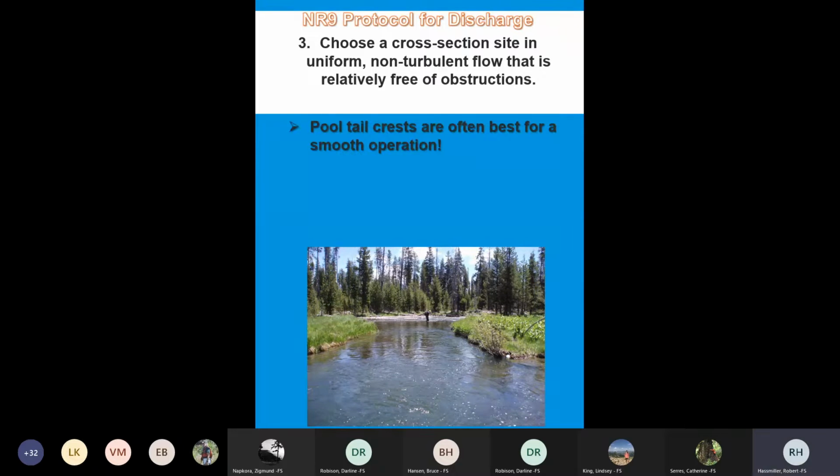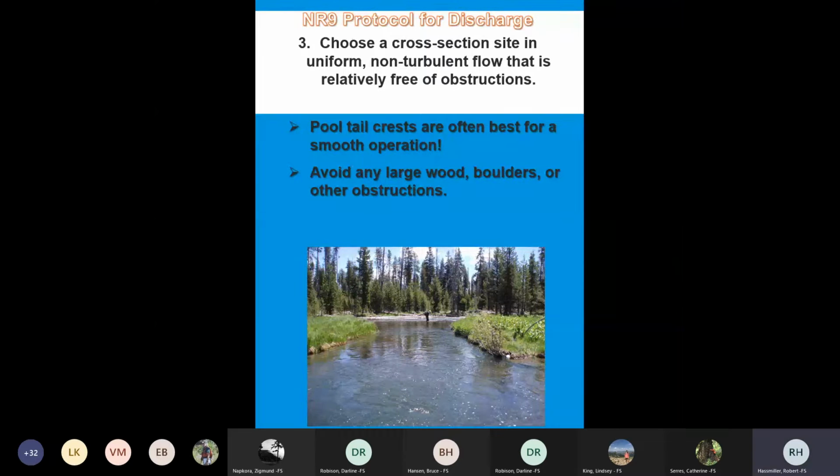These pool tail crests, they tend to have flow lines with straight velocities that are not crisscrossed, all wild and turbulent. So we're really looking for smooth lines. Obstructions are those large wood or boulders that can alter the hydraulics and might not be good for a measurement.